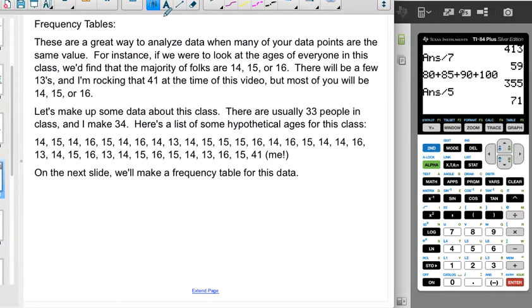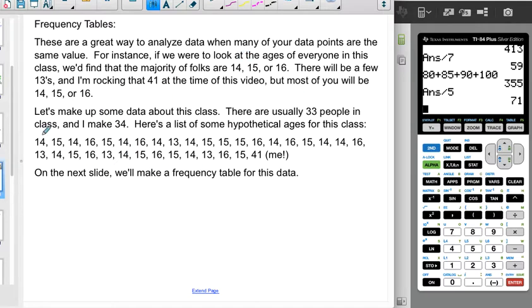All right, so let's talk about frequency tables. Frequency tables are a great way to analyze data when you have a lot of points that have the same value. So for instance, if we looked at the ages of everyone in this class, we'd find that the majority of folks are 14, 15, or 16, and there will be a few 13s, and I'm rocking a solid 41 right now at the time of this video being made, but most of you are 14, 15, or 16.